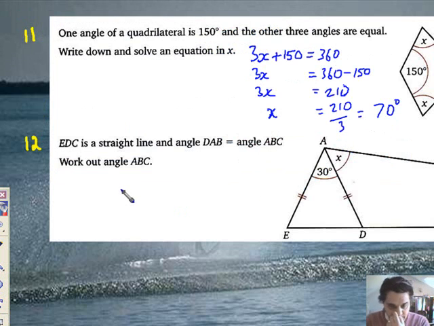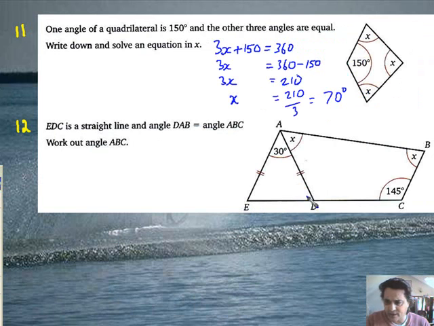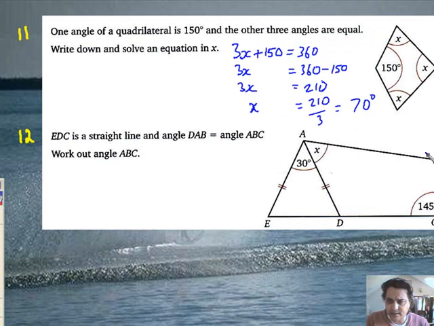Now, question 12. What have I got here? I'm told that EDC is a straight line, that's useful, and DAB and ABC are the same, that's why they give an angle X. Work out angle ABC, in other words, the X value. So let's see what I've got here.